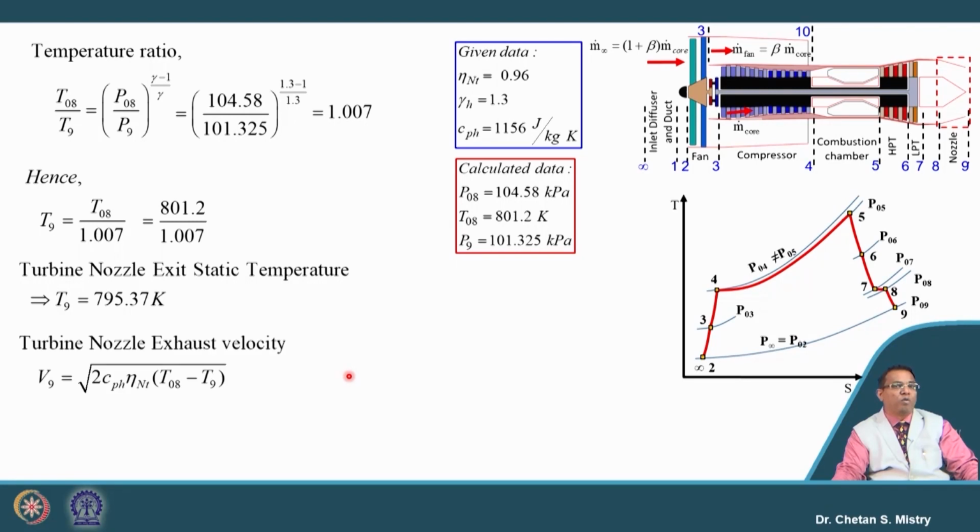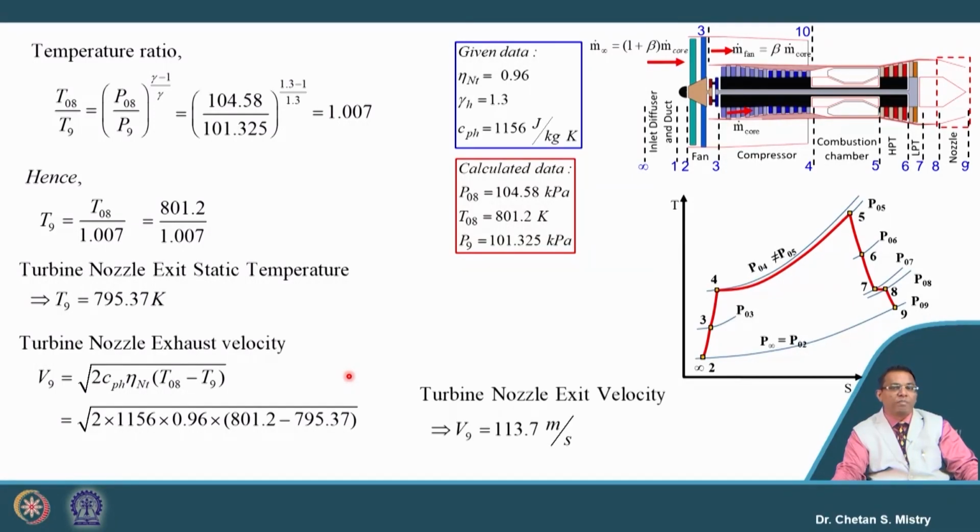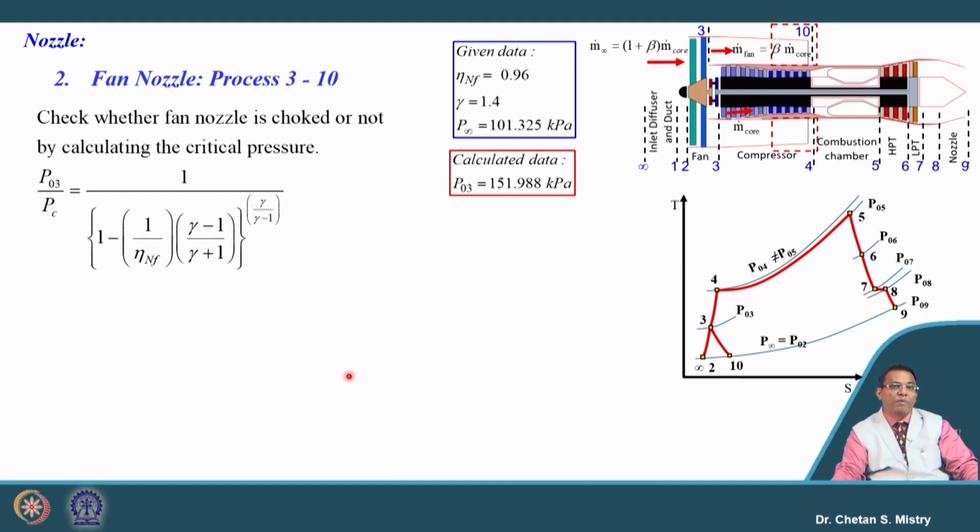Okay. Now, we have a formula for the exit velocity, that is square root of 2 Cp into nozzle efficiency (T08 minus T9). So, if we put these numbers, my exit velocity comes to be 113.7 meter per second. So, this will be the exit velocity from the turbine nozzle. Okay. Same way we can do our calculation for the fan nozzle. This fan nozzle we are representing from process 3 to 10.